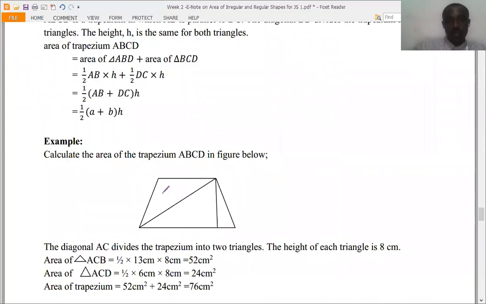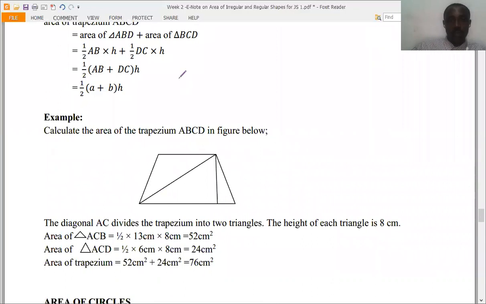Example: calculate the area of the trapezium ABCD in the figure below. So that is the trapezium ABCD, with length 6 centimeters at the top, 13 centimeters at the base, and 8 centimeters as the height. The solution goes thus. The diagonal AC divides the trapezium into 2 triangles. The height of each triangle is 8 centimeters, so each of the triangles has the same height of 8 centimeters.